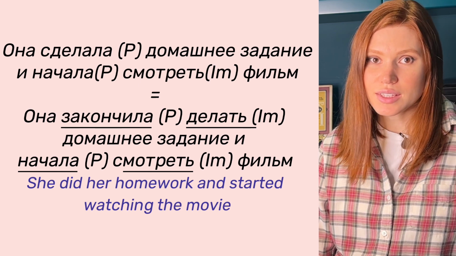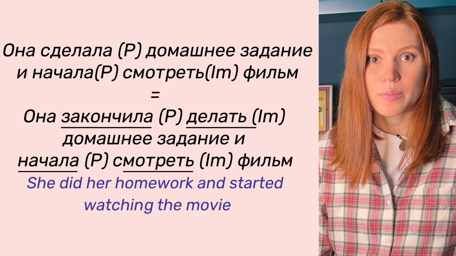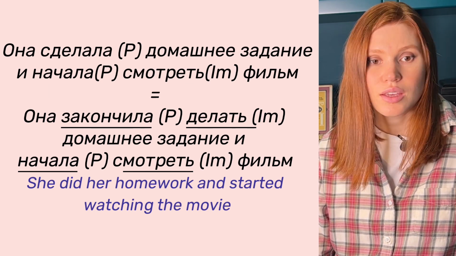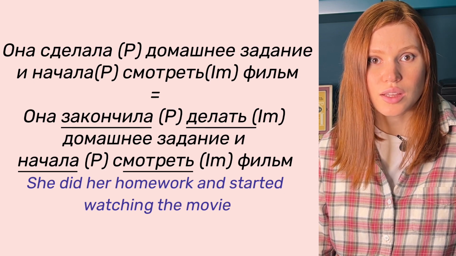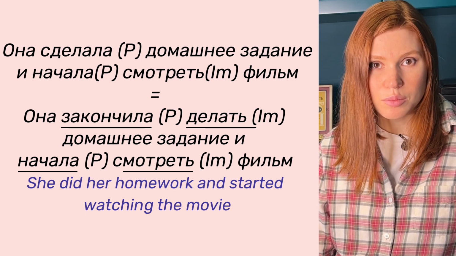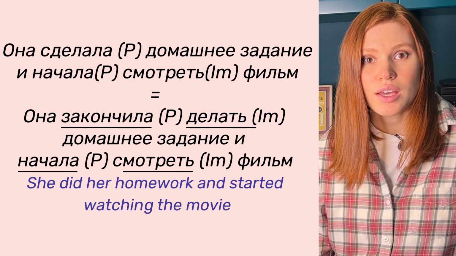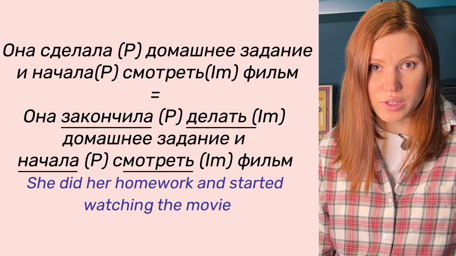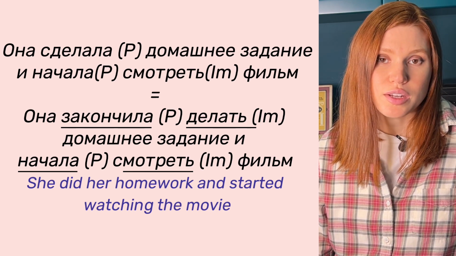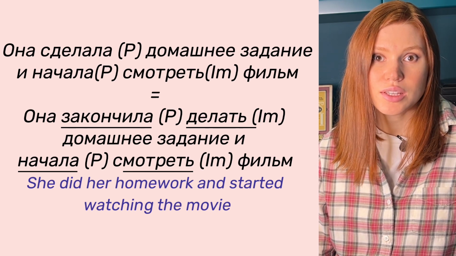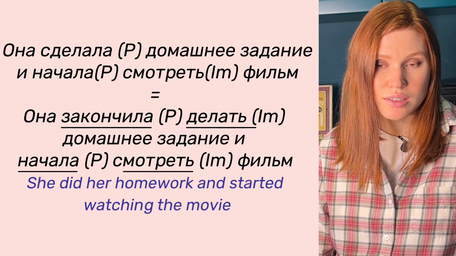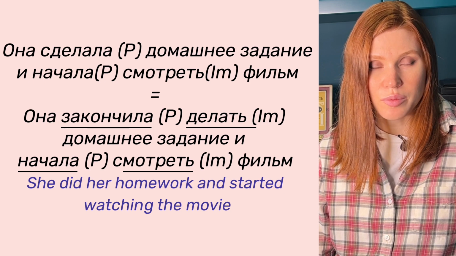So again here we use perfective form plus imperfective, if we use such verbs like начать, закончить. After them we use the infinitive in the form of imperfective. Or we can just use perfective verb and after nothing. Она сделала домашнее задание и начала смотреть фильм.